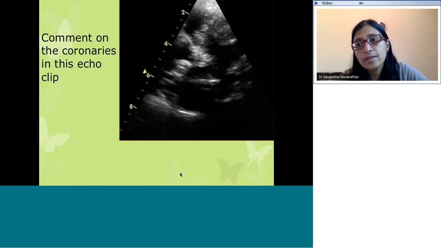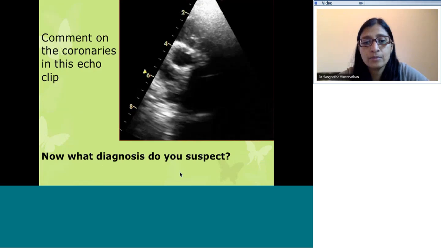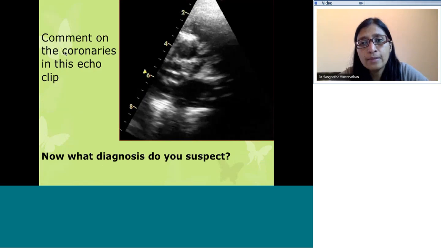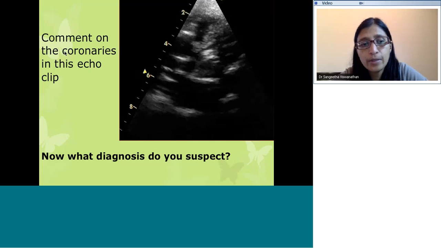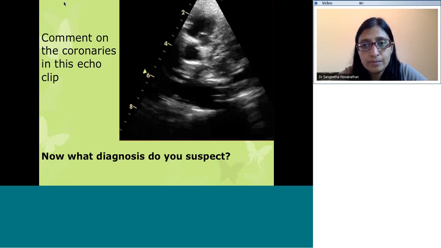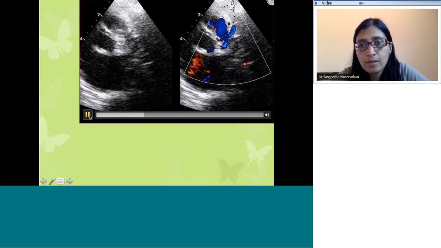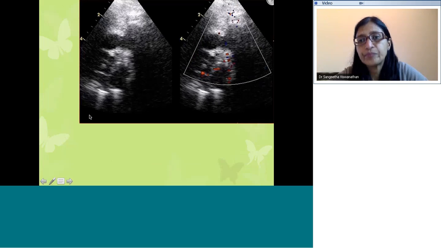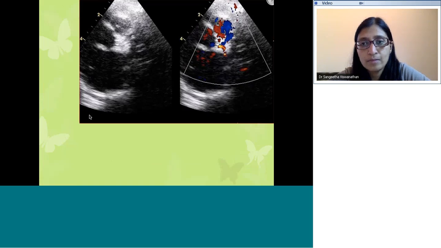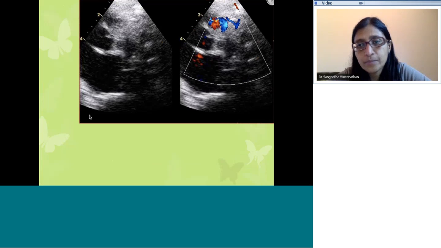So you think this child has got idiopathic dilated cardiomyopathy then? Is that right? Is that the diagnosis then? Idiopathic dilated cardiomyopathy? Dilated cardiomyopathy. Okay. Now what do you think? Okay, there is no aortic stenosis or coarctation.